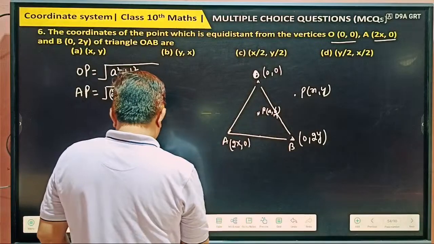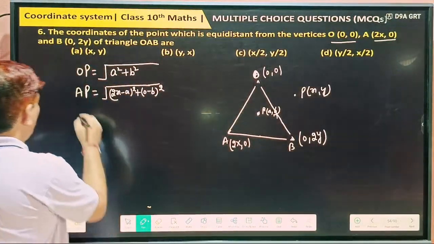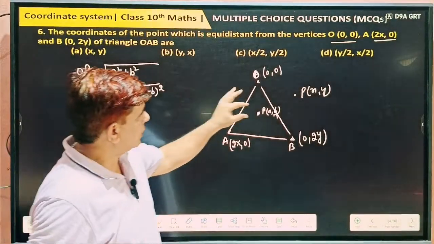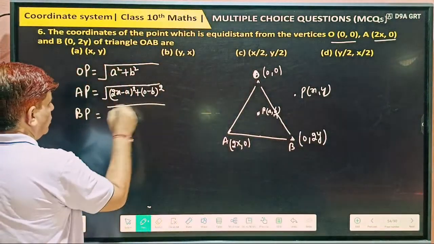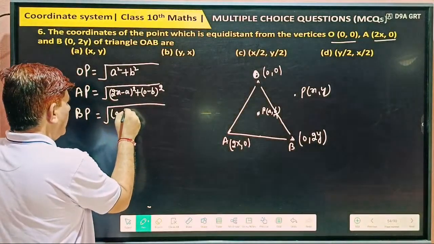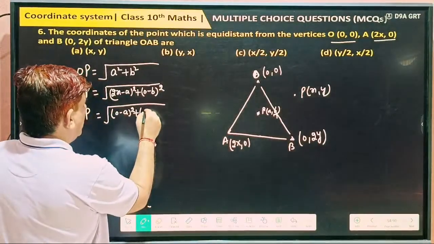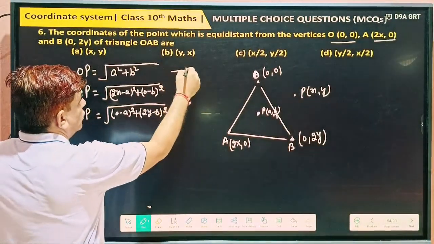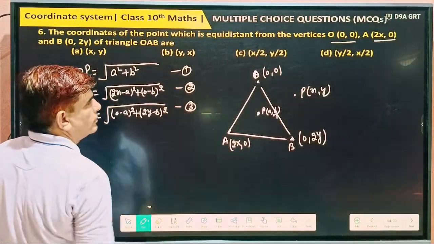Which point is this? This point is P. Then we find out BP. P's coordinates are A and B, and B is (0, 2i). So under the root, what's coming? (0 minus A) whole square plus (2i minus B) whole square. This is your first, this is your second, this is your third.